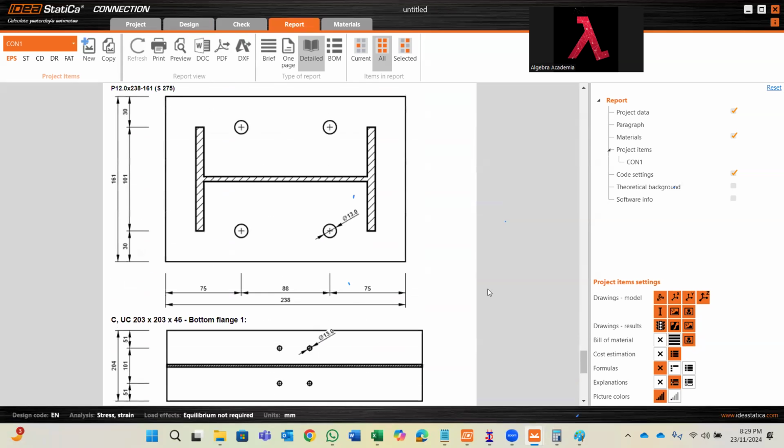Yeah, so this is the drawing as well. Okay, this is the drawing as well. So the edge distance is 30 to 40 millimeters. You can keep it. Okay, so here you don't have any problem.